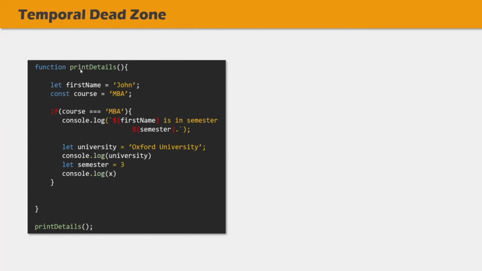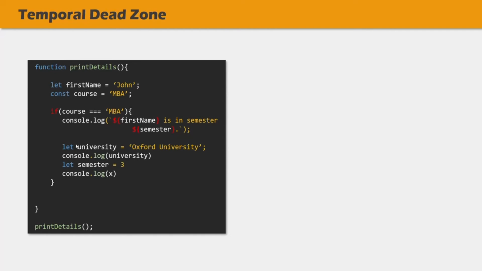In this example, I have a very simple function called print details where we have two variables, first name and course, created using let and const. And then I have this if statement. Inside this if statement, I am checking if the course is MBA, then we are going to execute this code block, the code block of if. And in that code block, at the very first line, I'm trying to use the first name variable, which is declared here. And I'm trying to use the semester variable, which is declared at this line. So here I'm trying to use the semester variable before it is created.